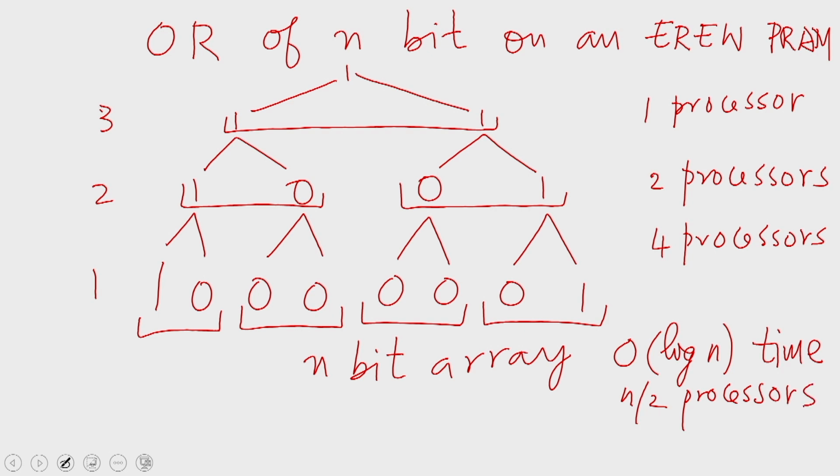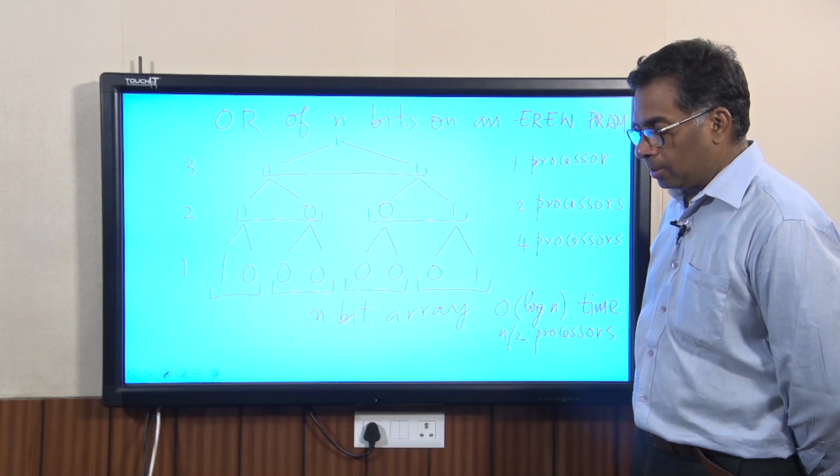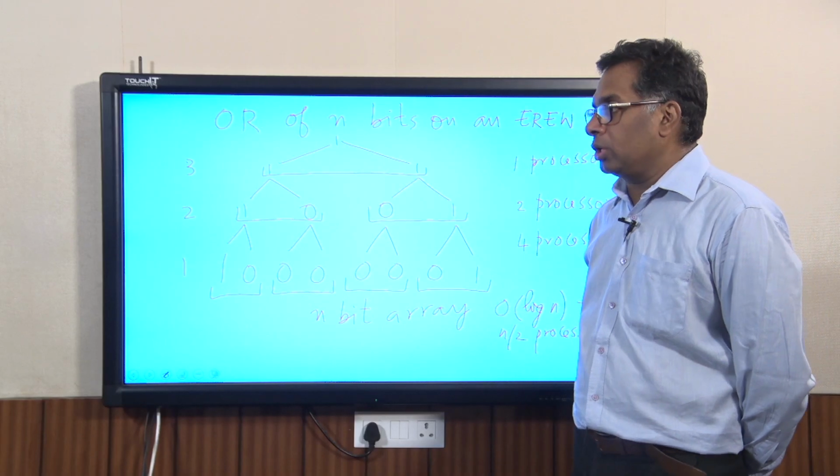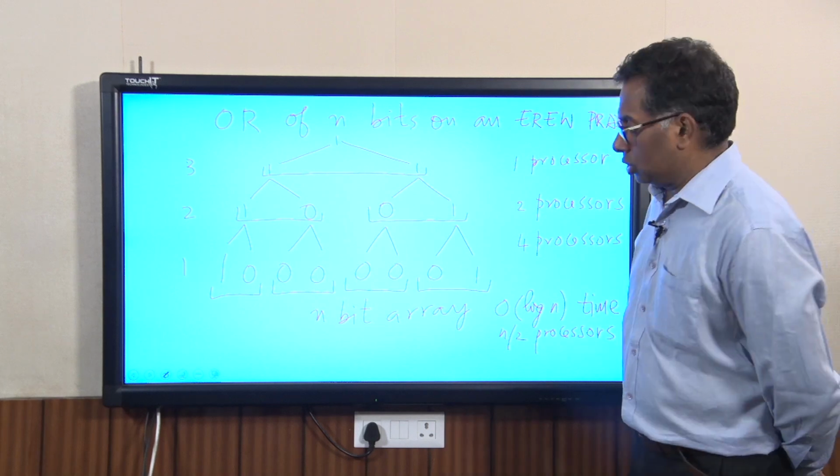So, when we have n by 2 processors running for order of log n time, the total cost of the algorithm is order of n log n, which seems exorbitant considering that the order of n bits can be found in order of n time sequentially. We shall see that a scheduling technique called Brent's scheduling technique will enable us to reduce the cost of this algorithm from order of n log n to order of n later. We shall talk about Brent's scheduling principle in one of the future lectures.